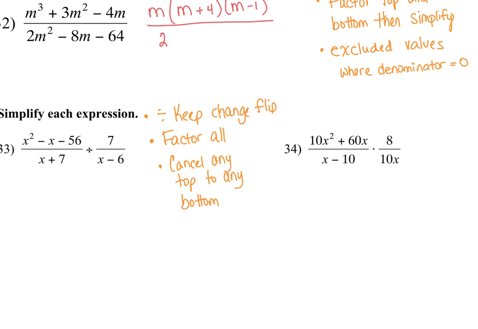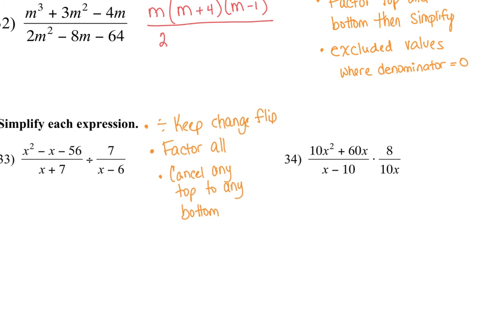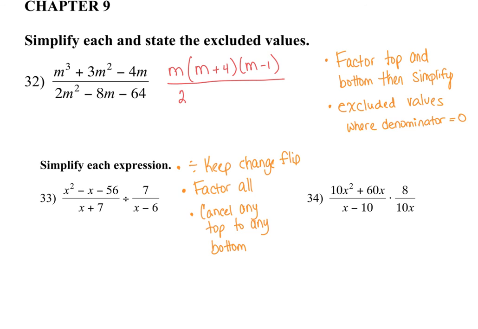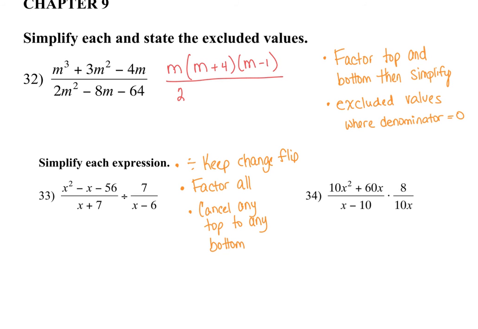minus 32. Which means that I am looking for factors of 32 that add up to 4, or subtract to give me 4. So I'm going to say m minus 8, m plus 4.